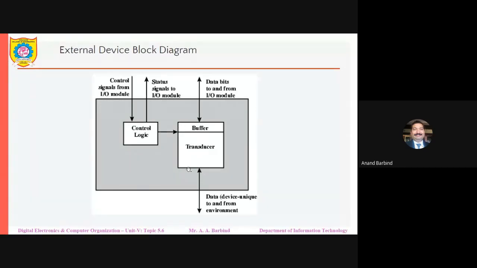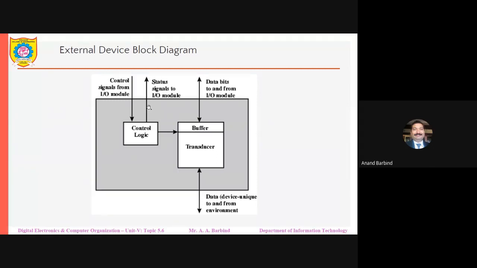Sorry, this is on the side of the device. So this particular device will be receiving the control signal from the I/O module. This device may be a printer device, let us say. So the printer is connected to some I/O port, and it will be receiving the control signals from that particular I/O port or I/O module.